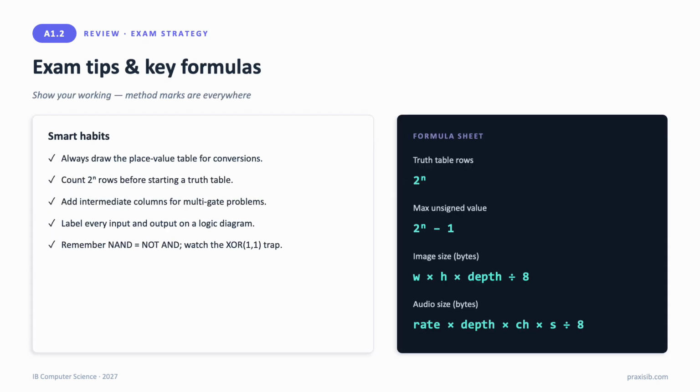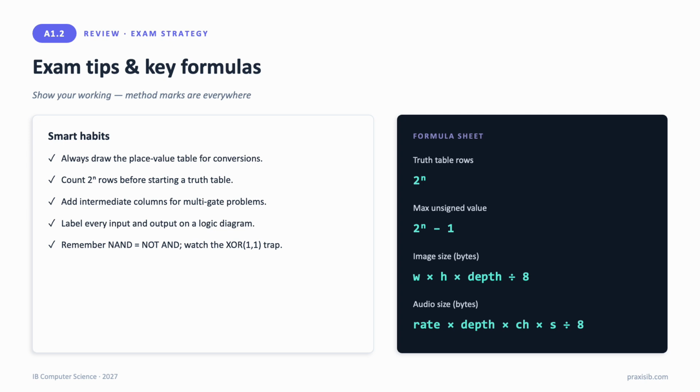Let's finish the teaching with a single screen you can use for revision. Pause here and screenshot it. First, the good habits that make this topic easy. Always draw the place value table when you are converting numbers. Always work out the number of truth table rows first, using 2 to the power of n. Always add intermediate columns for multi-gate problems, and always label every input and output on your diagrams.